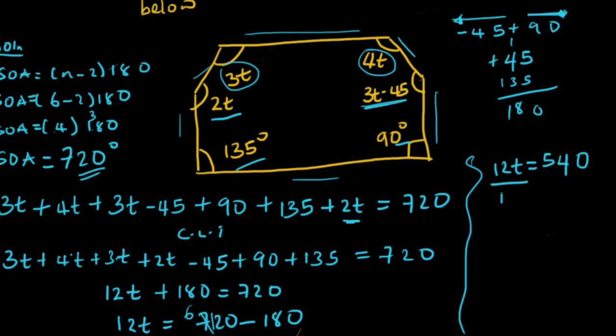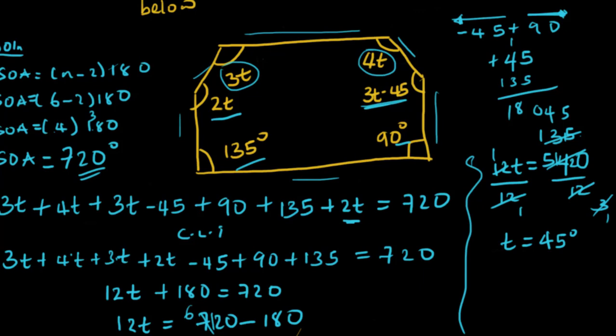To find t, we divide both sides by 12. 12 here, 12 here, I'm left with t. 4 can go here 3. 4 in 5 is 1, remainder 1. 4 in 14 is 3, remainder 2. Then 4 in 20 is 5. Then 3 here, 3 in 13 is 4, remainder 1. 3 in 15 is 5. So t equals 45 degrees. I hope you understand it to this stage.